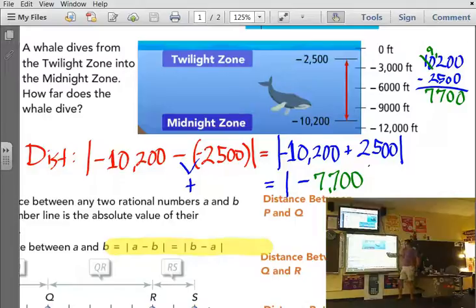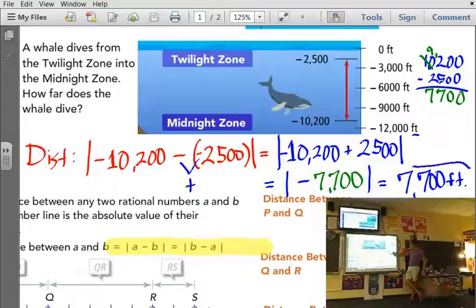But wait, that's negative. The absolute value then does what to it? Absolute value makes everything positive. And then make sure we label it. All my labels have been feet. So our label is feet. So that is how we determine our range between those two values.